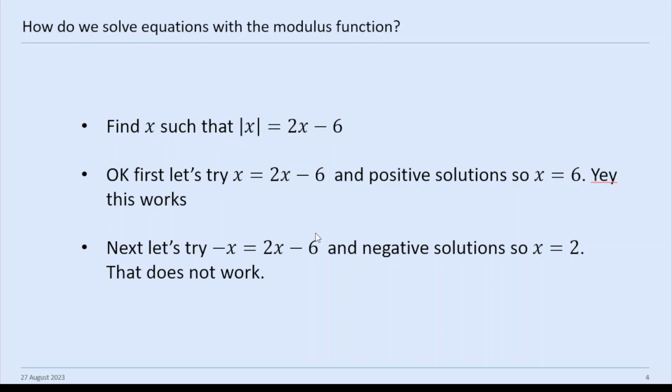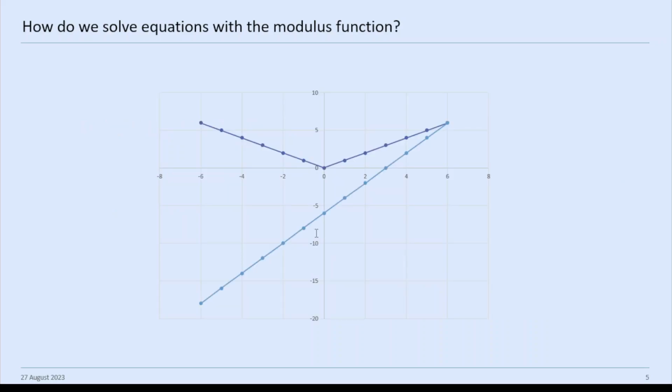Then let's assume that x is negative. So then you've got minus x equals 2x minus 6. Then we add x to both sides and add 6 to both sides, and we get 3x equals 6, x equals 2. But that doesn't work because that's not a negative number. And here's the visualization of it. So this at the top is the modulus line. And then this line here is 2x minus 6. And they are just hitting here at 6. But they're not hitting anywhere else.